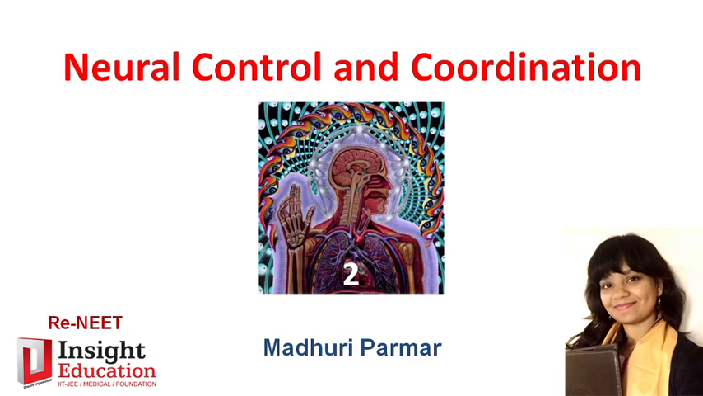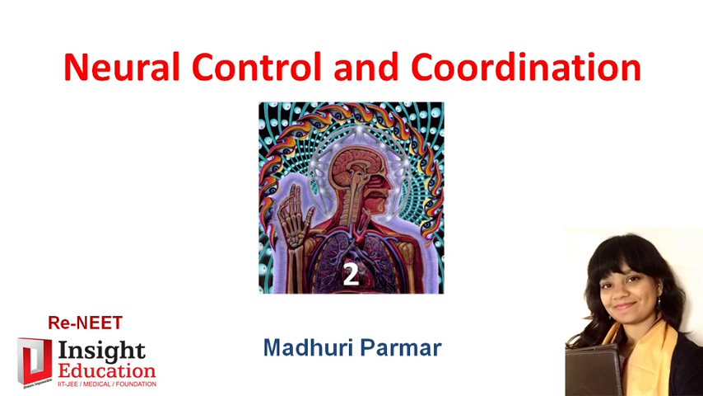Good morning, everyone. This is the second lecture for your chapter, Neural Control and Coordination. In the last class, we discussed the basics of your nervous system. We started with the structural and functional unit of the nervous system, which is your neuron. We saw the different parts of a neuron, then the classification of neurons. The classification was based on the number of processes and whether it was myelinated or unmyelinated.